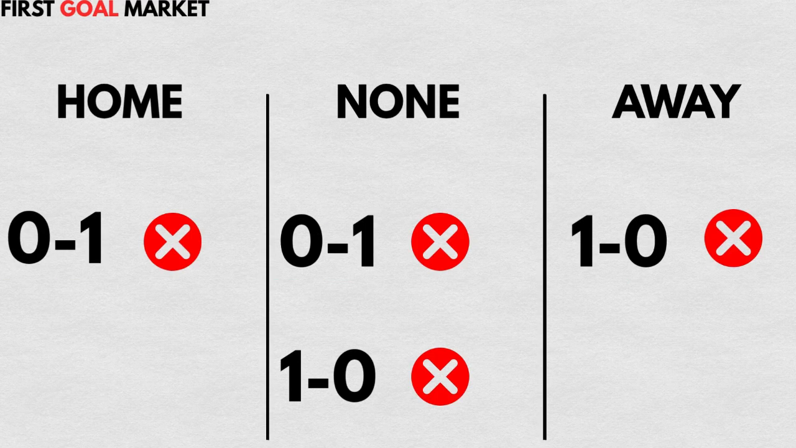Now if you pick home and the away team scores first, that is going to be counted as a loss. If you pick away and the home team scores first, that's going to be counted as a loss.